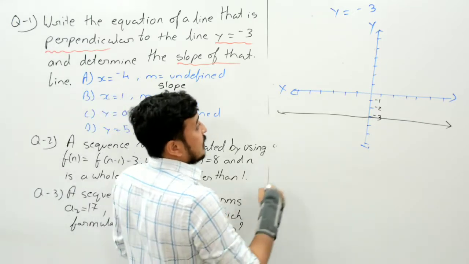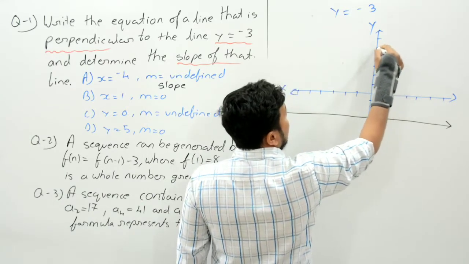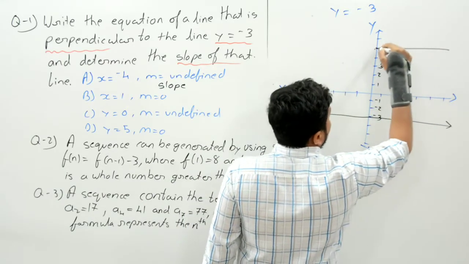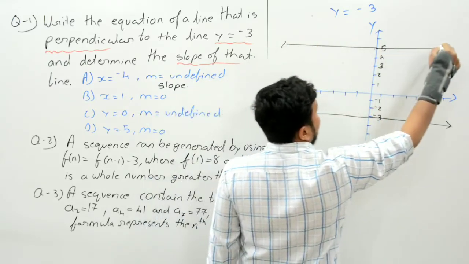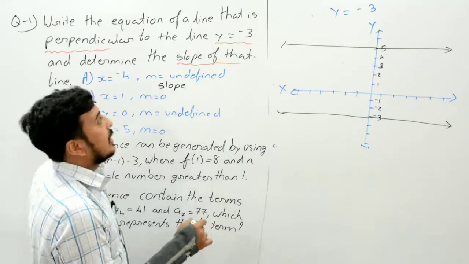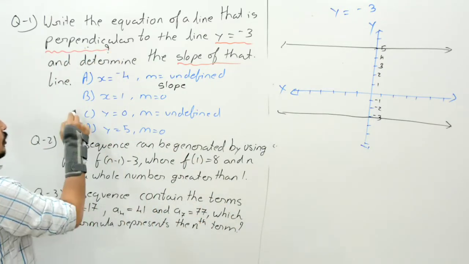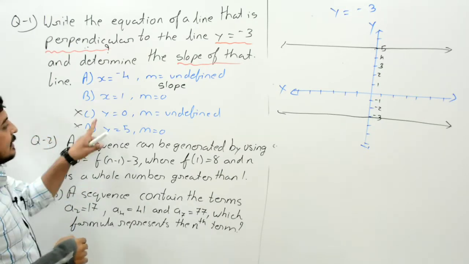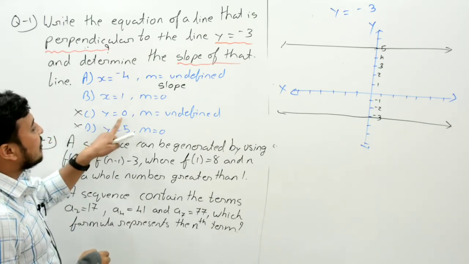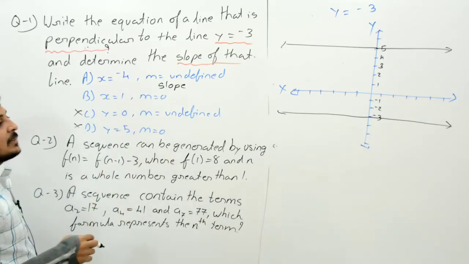What is y equals 5? 1, 2, 3, 4 and 5. So here there will be a line y equals 5, and it is parallel to the given line, but it is not perpendicular. We need the perpendicular line. So option C and option D are cancelled, as they are given in the form of y equals something. Now x equals 1 and m equals 0.